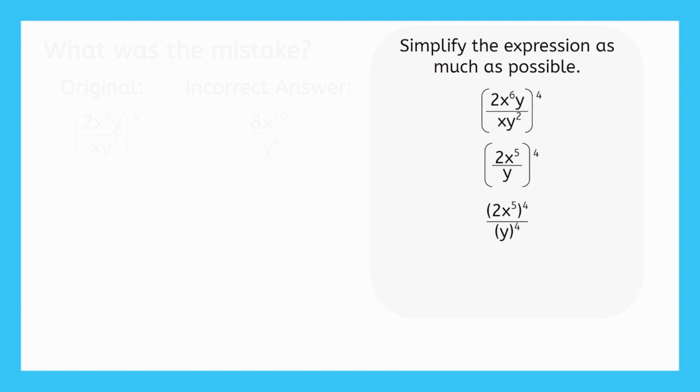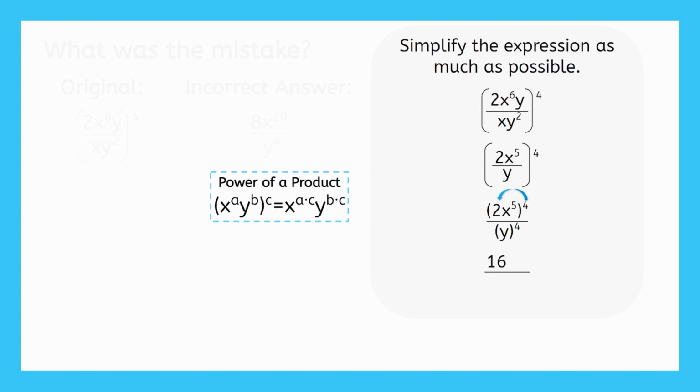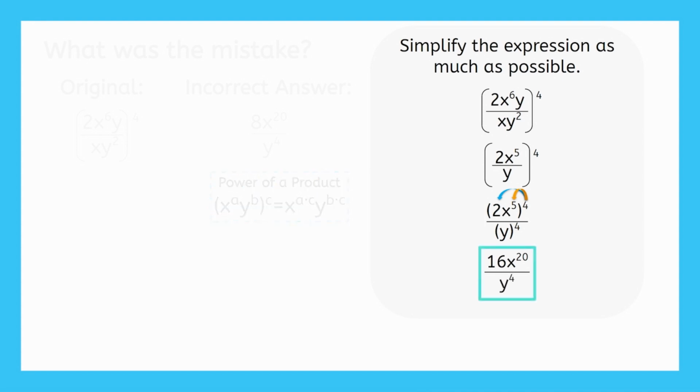This is a product raised to a power, so we need the power of a product property, which tells us to distribute the outer exponent to each element within. 2 to the 4th becomes 16. x to the 5th raised to the power of 4 becomes x to the power of 5 times 4, or x to the power of 20. And in the denominator, y to the 4th is already simplified.